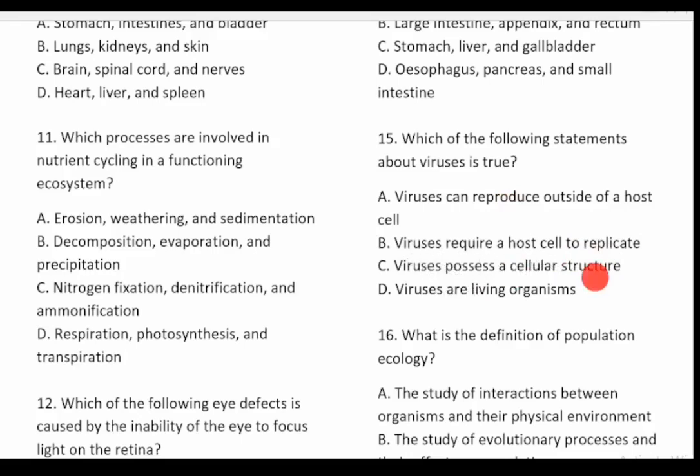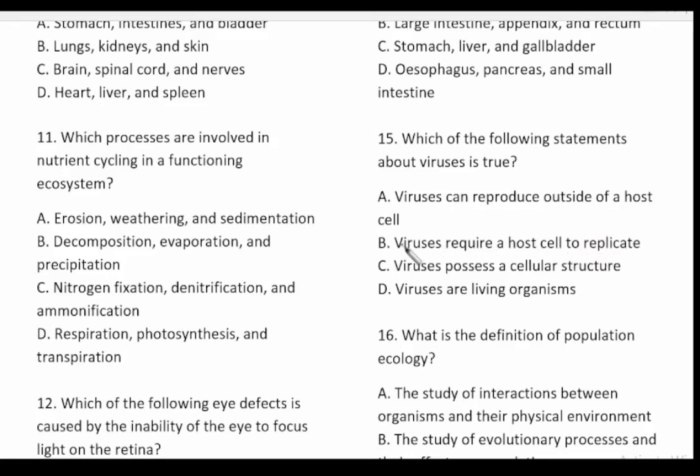C, viruses possess a cellular structure. And then option D says viruses are living organisms. Now, if you look at that particular answer, the answer there is option B, which is viruses require a host cell to replicate. Yes.